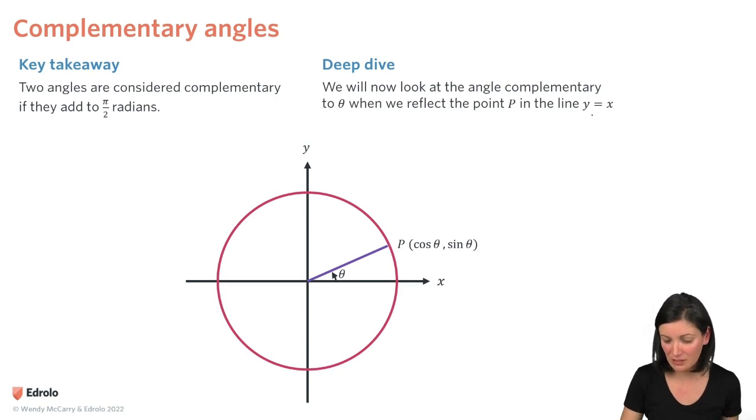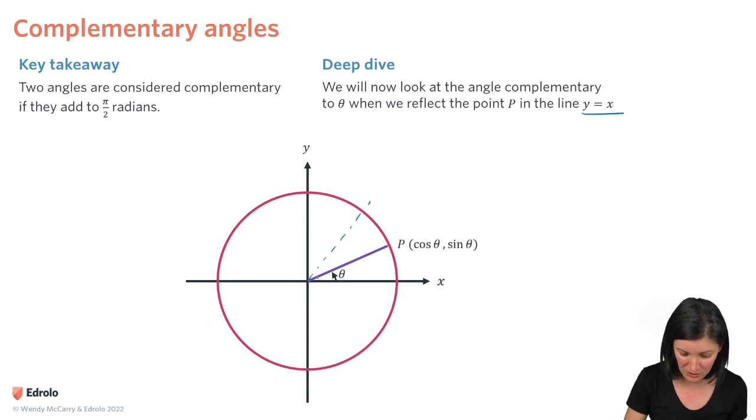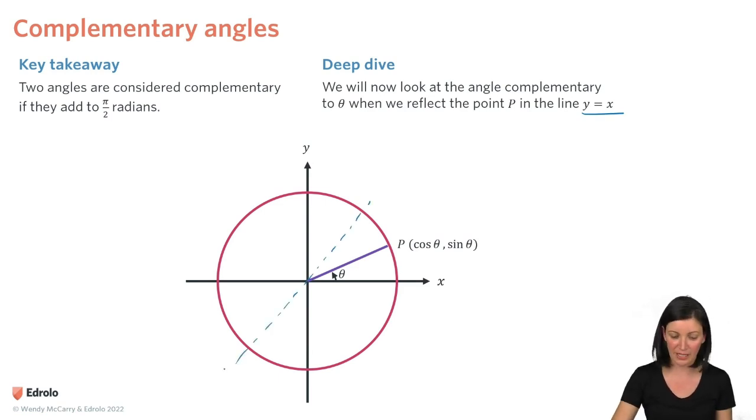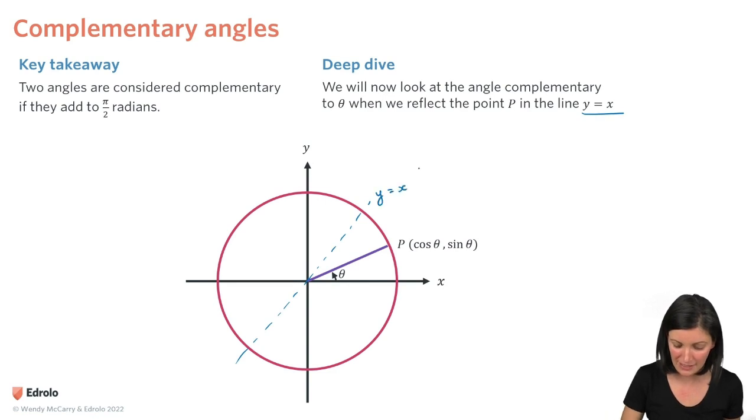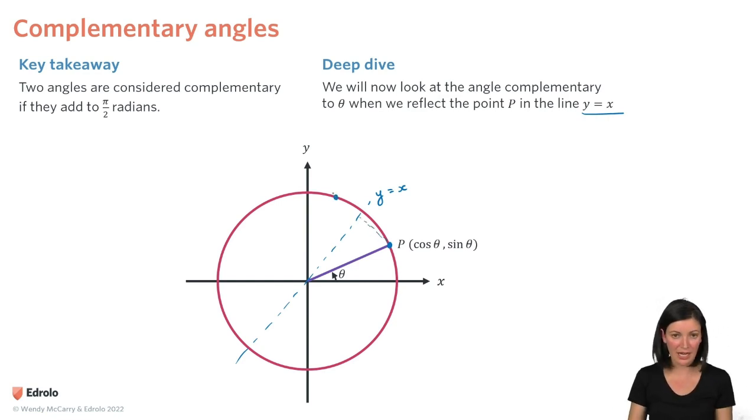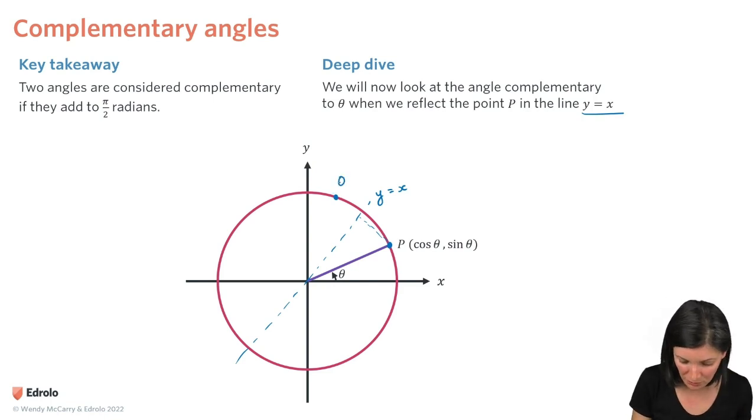We're going to reflect it now in the line y equals x. So the line y equals x is a straight line that goes through at a perfect 45-degree angle there. So there's my line y equals x. So if I reflect this point in that line, it's going to be somewhere up here. Okay, we could just call that point Q.